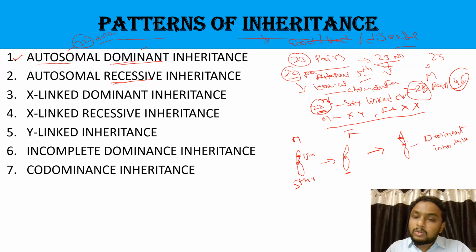So even though the characteristic is not there on the other gene, it is still exhibiting or showing its power. That means dominance. That is called autosomal. If it is happening anywhere on the 22 pairs of chromosomes, it means autosomal dominant inheritance. At the same time, what is recessive? Imagine the same thing.